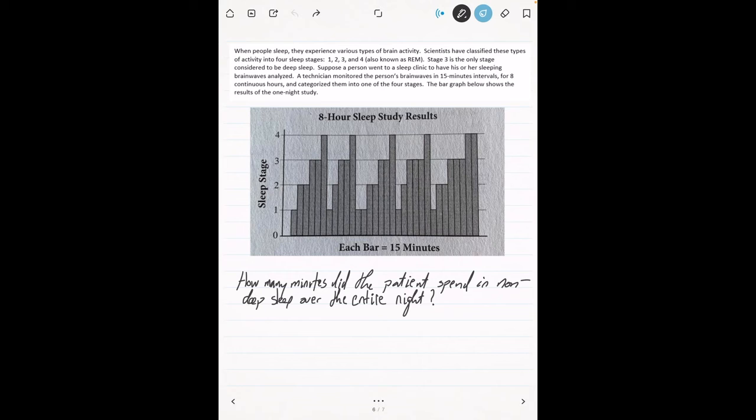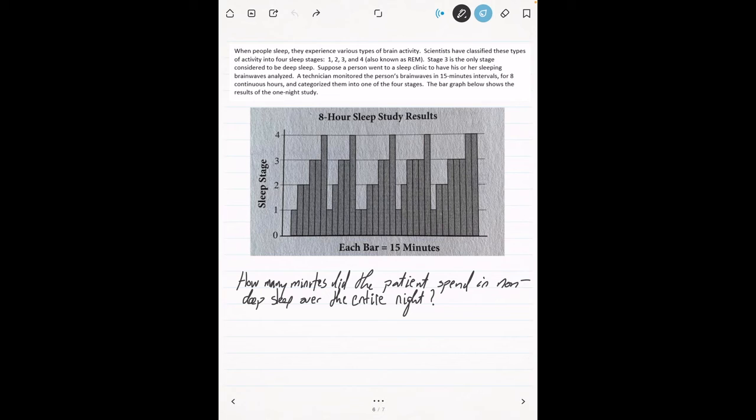So for 15 minutes, they see, okay, where were you at in your brain waves? Then for the next 15 minutes, okay, now I'm going to measure again. Then I'm going to measure you again in another 15 minutes, okay? They did this for 8 continuous hours and then categorized each of those 15-minute intervals into one of the 4 stages of sleep. The bar graph below shows the results of 1 night of study.